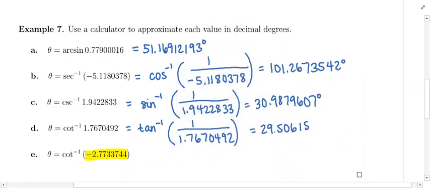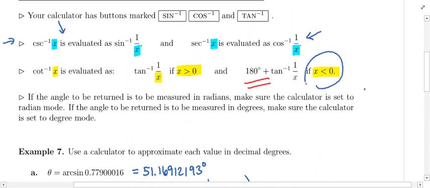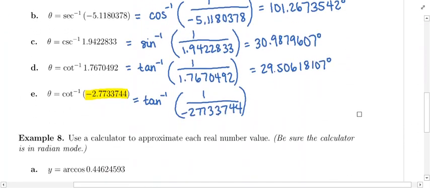29.50618107 degrees. The only confusing time is when you are taking the cotangent inverse of a negative quantity, like you do here. You're going to do the same thing we just did: the tangent inverse of 1 over the number. But then according to the rule, if your argument is negative, you need to add 180 degrees to the result. So once we get this number, we are going to have to add 180 degrees.